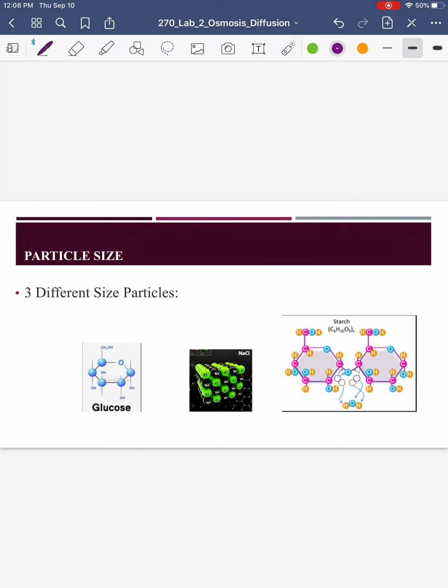So in this lab experiment, we're looking at 3 different particles: glucose, sodium chloride, and starch. And I've put these pictures a little bit to scale so you can see some of the smaller molecules versus a bigger molecule. So my question to you is, do you think it's going to be easier for a smaller or a larger size molecule to diffuse across a selectively permeable membrane?